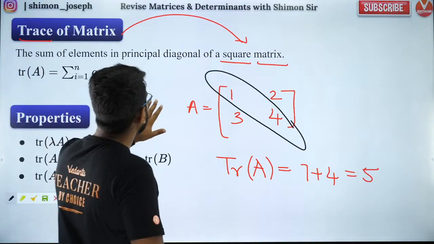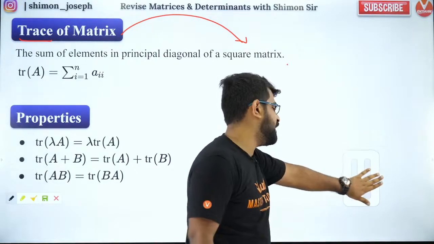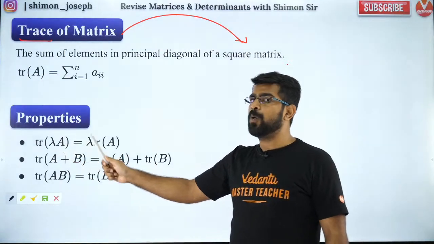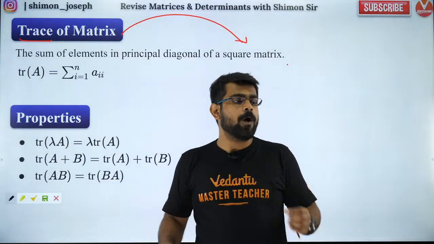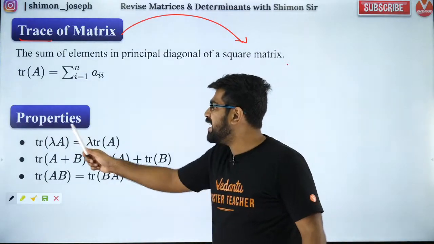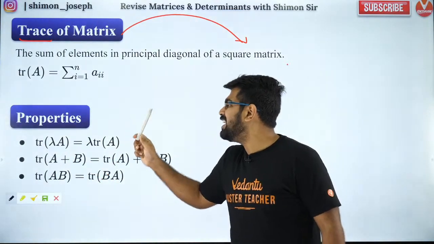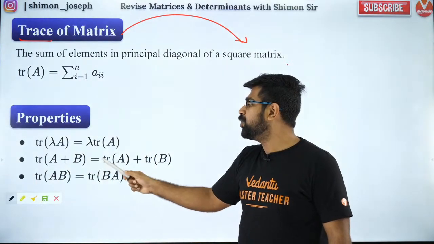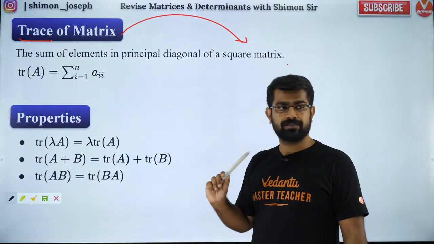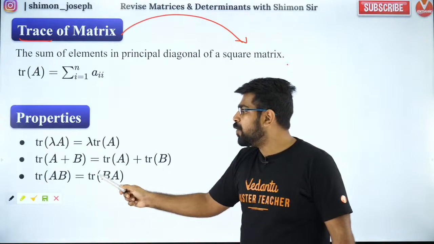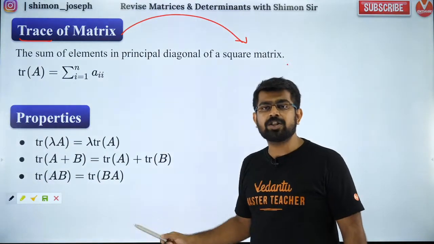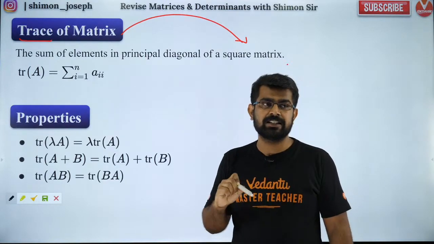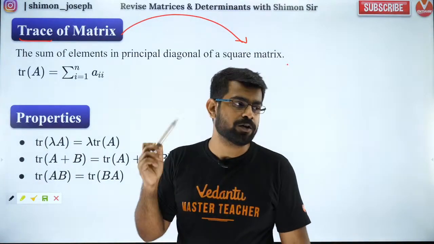Very good. Now, people, what are the properties of trace? The properties of trace I have given you here. Trace of lambda A. What is happening here? Lambda is a scalar, or you can treat it as a constant. So trace of lambda A is equal to lambda times trace of A. And trace of A plus B is equal to trace of A plus trace of B. Trace of AB is equal to trace of BA. These are all the properties which I want you guys to know. So just write it down in short notes.